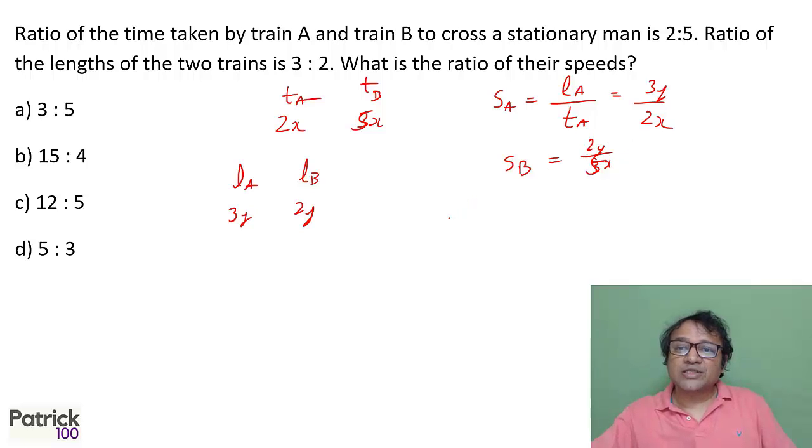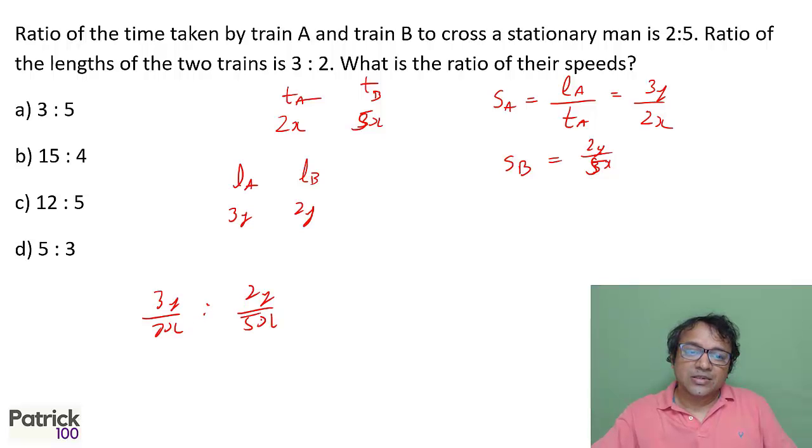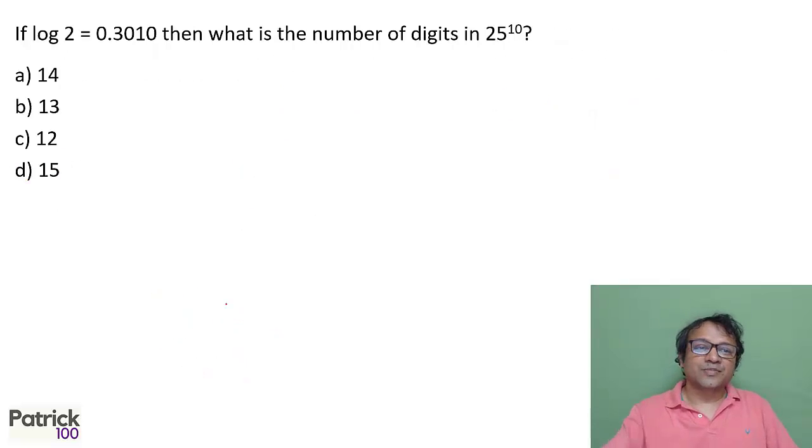So if we look at the ratio of the speeds, it is 3y upon 2x is to 2y upon 5x. x and y will get cancelled, you cross multiply, and you get the ratio 15:4. B option.